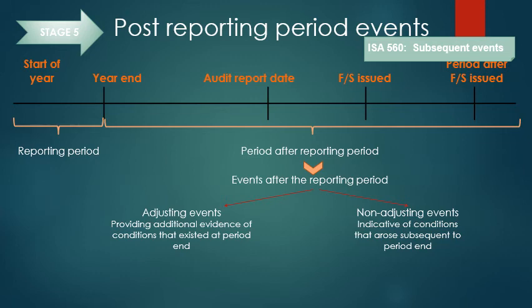So subsequent to your year end, you've got the audit report date, you've got the date on which financial statements are issued, and you've got the period after financial statements have been issued. So from year end up until the period after your financial statements have been issued is what is known as the period after your reporting date. Now events could take place after your reporting date that could either force you to adjust your financial statements. These are adjusting events. Or you could just have to disclose these events, and these are known as non-adjusting events.